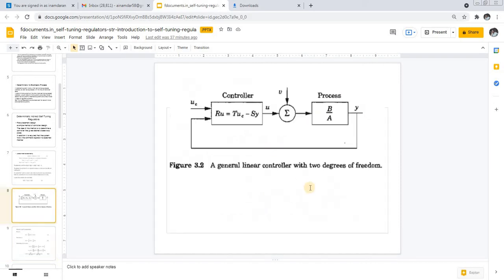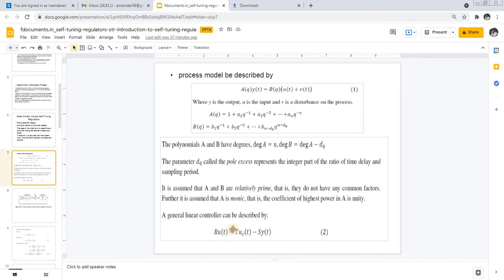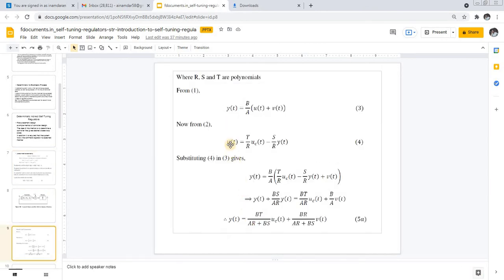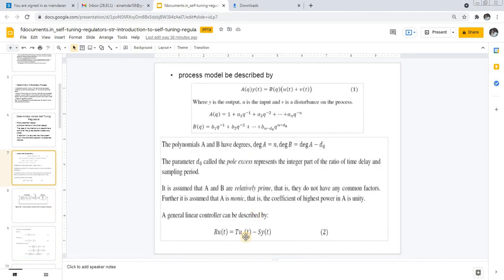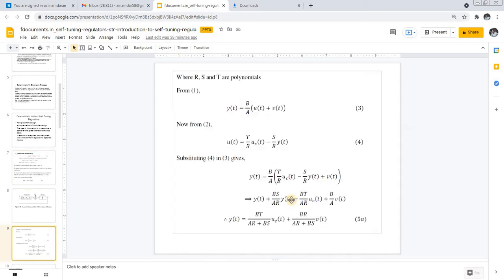Now from equation number 2 of a linear feedback controller, we can find the value of u of t. When we take u of t for a value, this will become a divide for both. So u of t equals t upon r uc of t minus s upon r y of t.